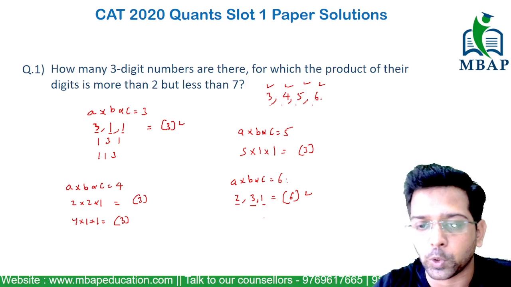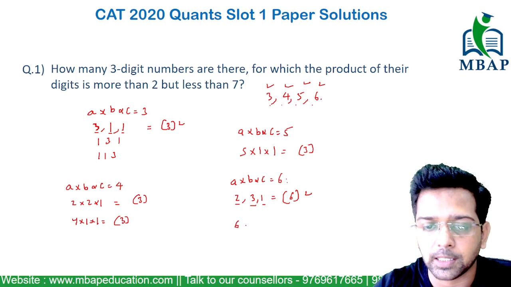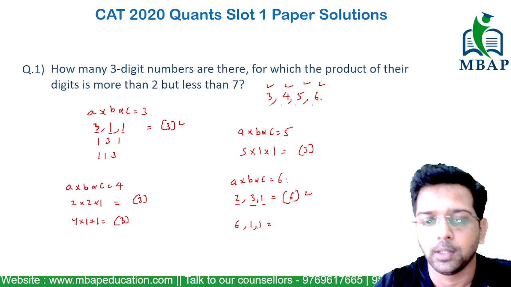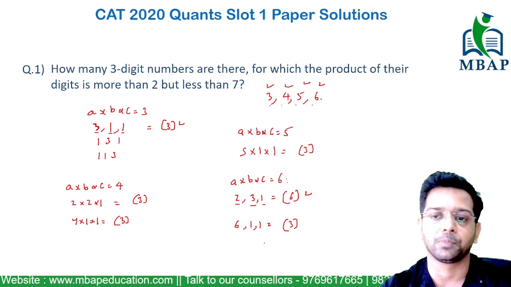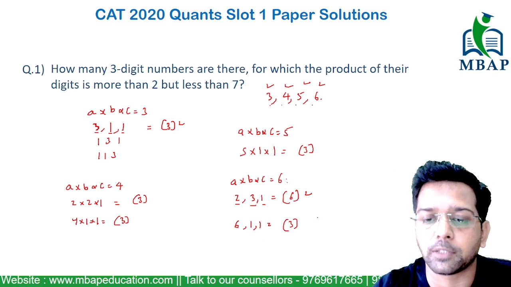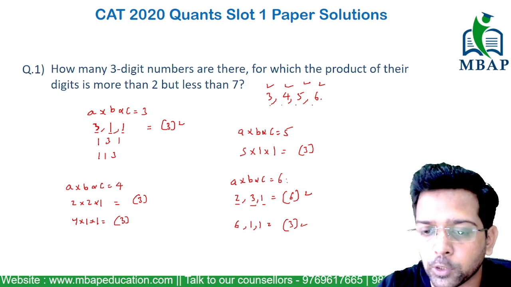There's one more way in which you can get 6, which is basically 6 into 1 into 1. 6, 1, 1, 1, 6, 1, 1, 1, 6. Again, 3 more cases are possible. So let's look at the total number of cases which is possible. We have taken into consideration all the cases.